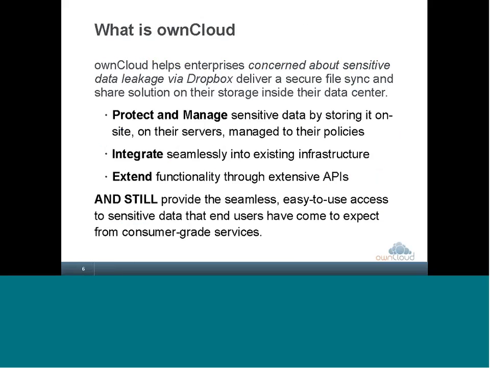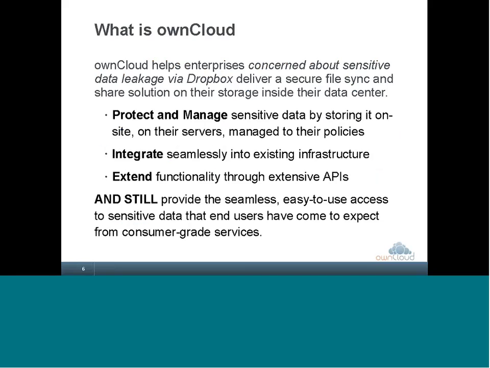So what do we do here at OwnCloud? It's very simple. We help enterprises who are concerned about sensitive data leakage via Dropbox deliver their own secure file sync and share solution on their storage inside their data center. Protect and manage sensitive data by storing it on-site on your servers managed to your policies. That's not just about the hardware and the storage, that's also about the administration, that's about the integration with your systems, which comes to point number 2.